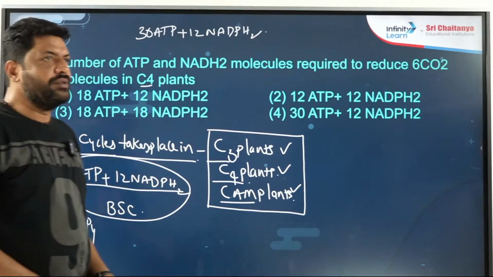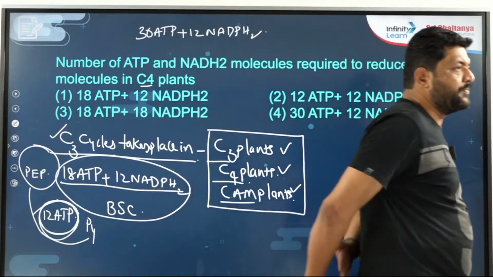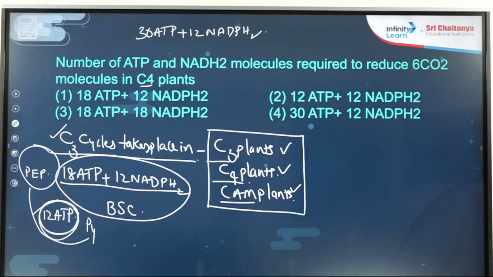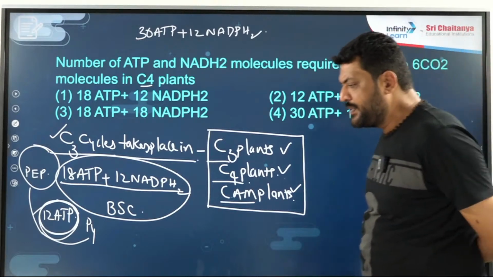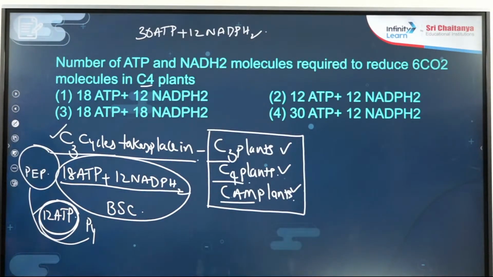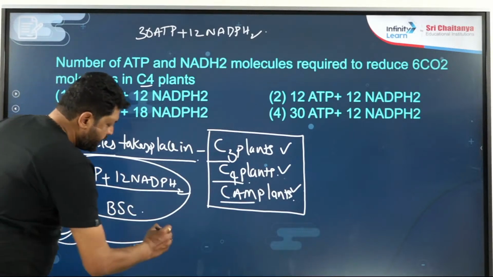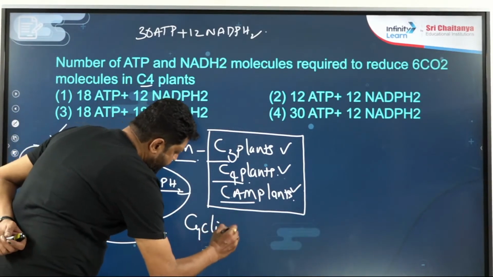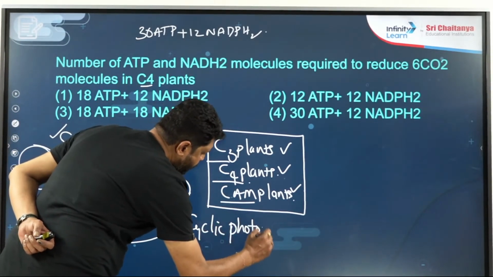This is again a 2016 AIPMT question. The excess of ATP required for C4 plants in comparison with C3 plants is synthesized from cyclic photophosphorylation.